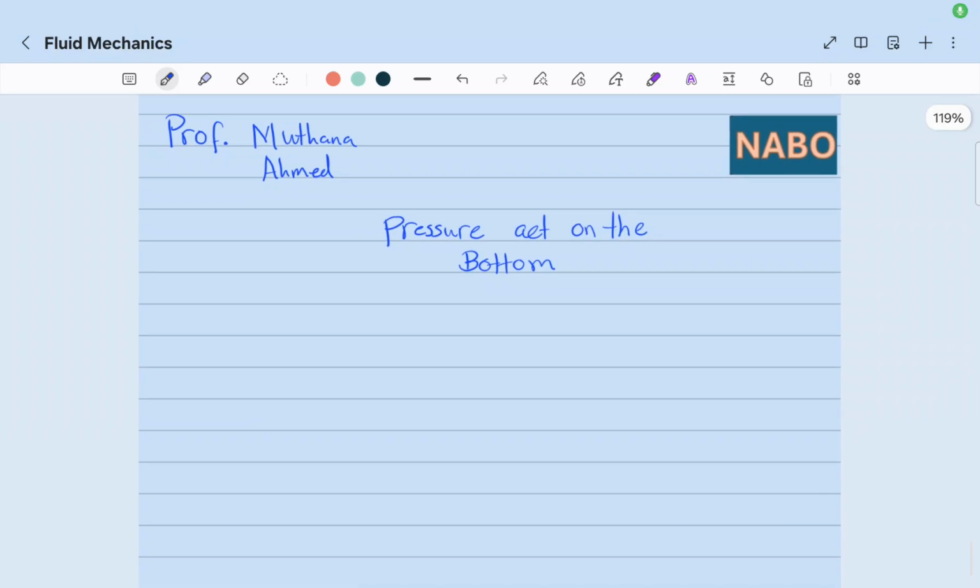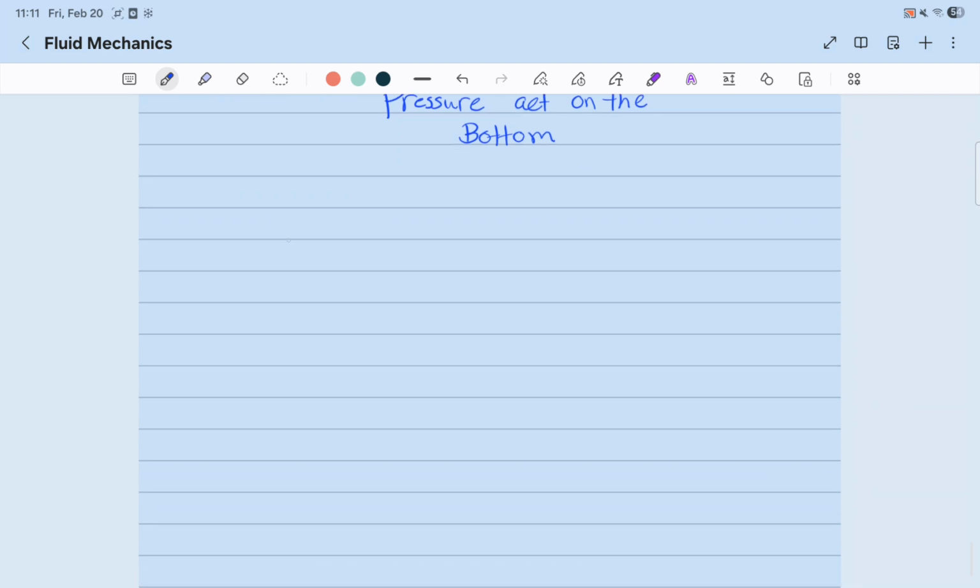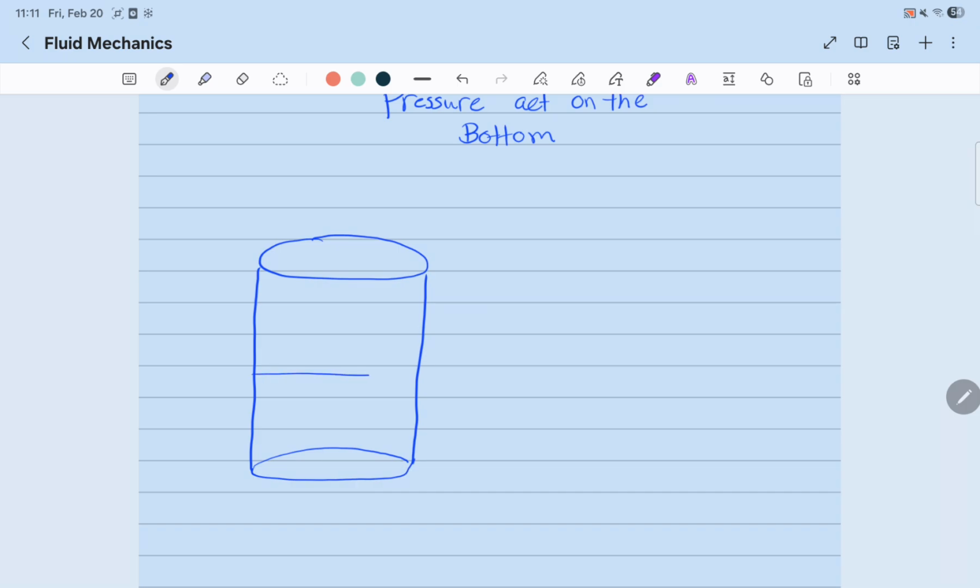In today's class, we're going to look at another example where we're asked to find the pressure at the bottom of a cylinder. The cylinder has two fluids and it's open to atmospheric pressure. The first fluid here is water, and the second fluid on top is oil with a specific gravity of 0.9, and water has a specific gravity of 1.